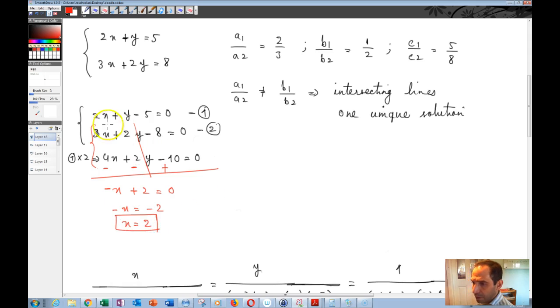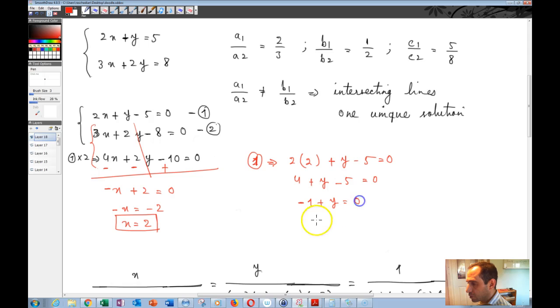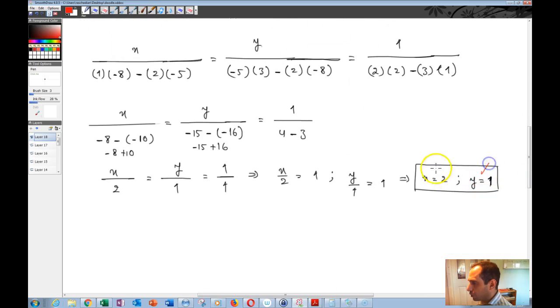That's your x. And then, for example, take equation number 1 and write 2 times x, which is equal to 2, plus y minus 5 is equal to 0. So 4 plus y minus 5 is equal to 0. So negative 1 plus y is equal to 0. So y is equal to 1. So y is equal to 1, x is equal to 2.